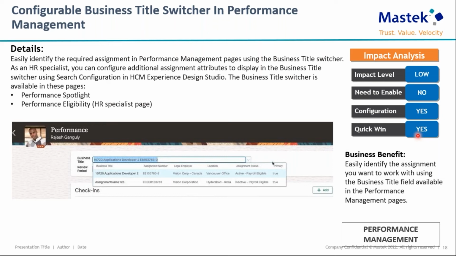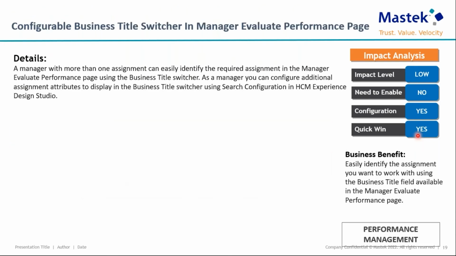Ideally, we would recommend that this feature should be enabled, especially for countries like the UK, where multiple assignments is a very common feature in day-to-day life. Okay. Moving on. Again, it's the same feature, which is the business titles feature in the evaluate performance page. So continuing with the last feature, for the line manager it's a very handy piece of information to have on the screen. Whenever they are on the performance evaluation for their team members, they are able to quickly identify which assignment's evaluation they want to do.